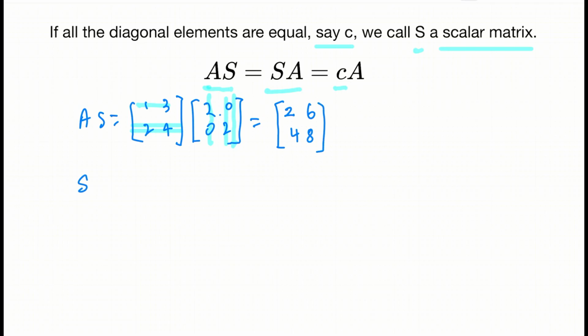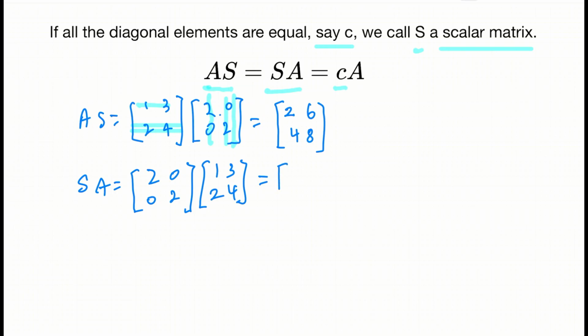Now let's do S times A. [[2, 0], [0, 2]] times [[1, 3], [2, 4]]. Let's do that in the same manner that we do matrix multiplication. And we do have a video on this if anyone would like to see my video on matrix multiplication. First we take the first row times the first column. 2 times 1 is 2, 0 times 2 is 0. First element is a 2. Now we take the first row, second column, so that's 2 times 3 is 6, 0 times 4, so that's going to be a 6.